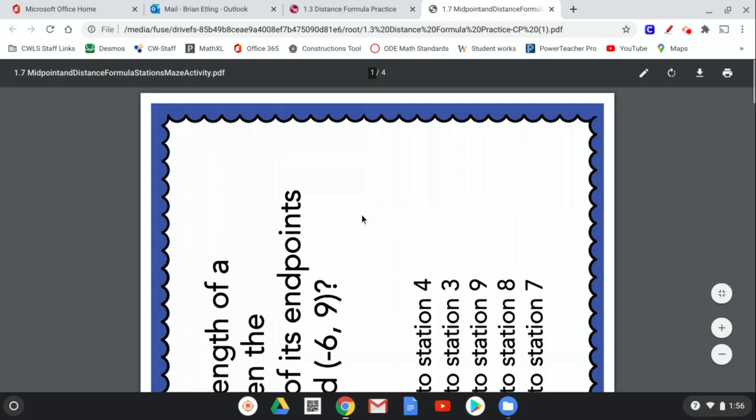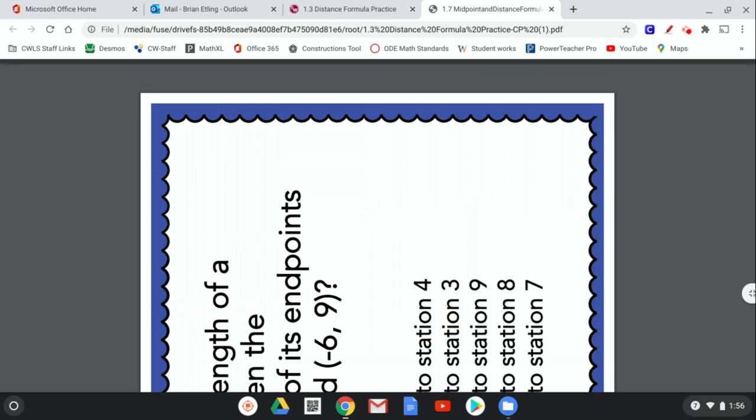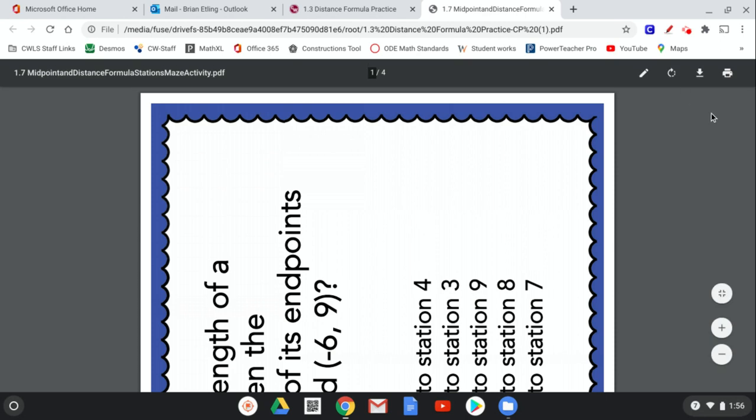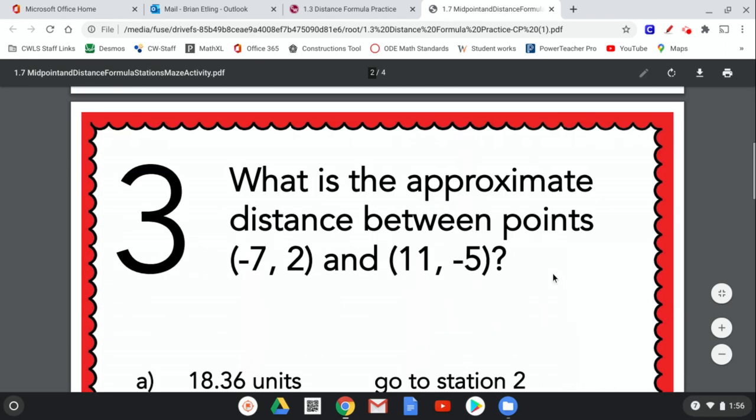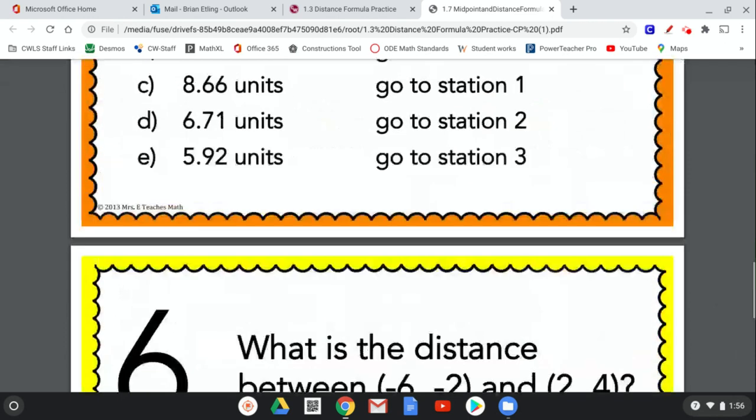Once it loads, it'll open in a new tab since it's a PDF. Now, if you notice, it is turned sideways. So go ahead and just up here, you're going to want to click right above where my cursor is at. It's going to turn it to the side, so it looks normal now.